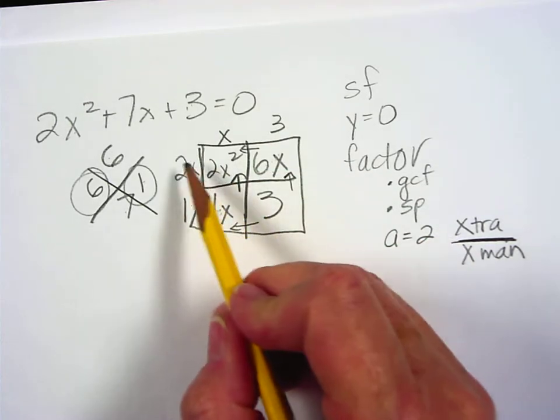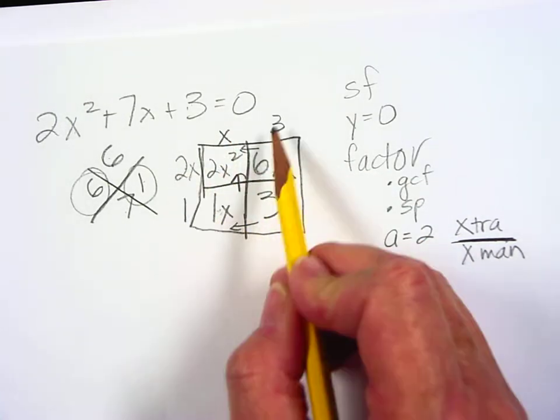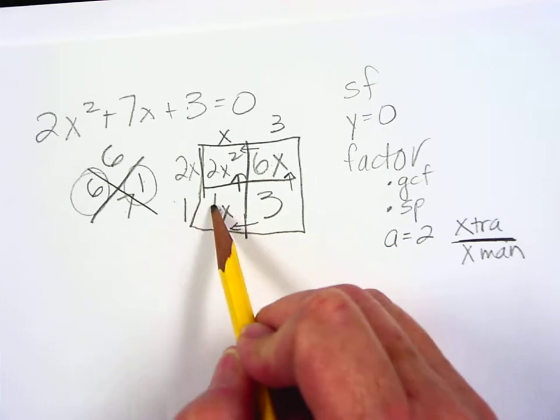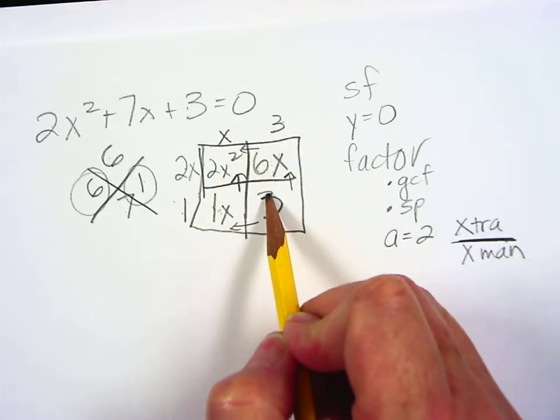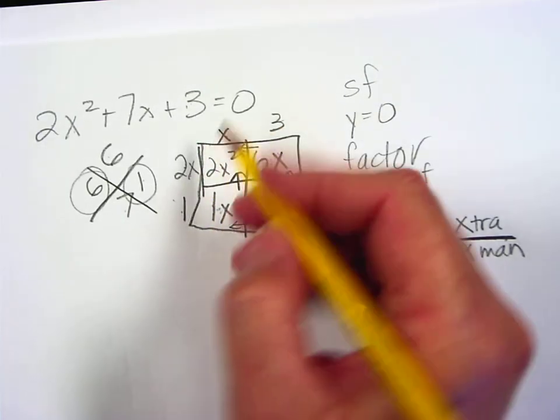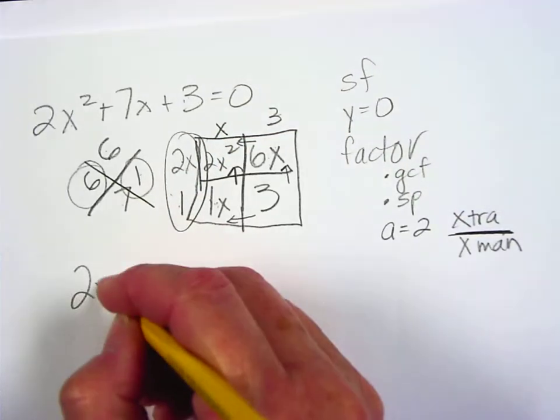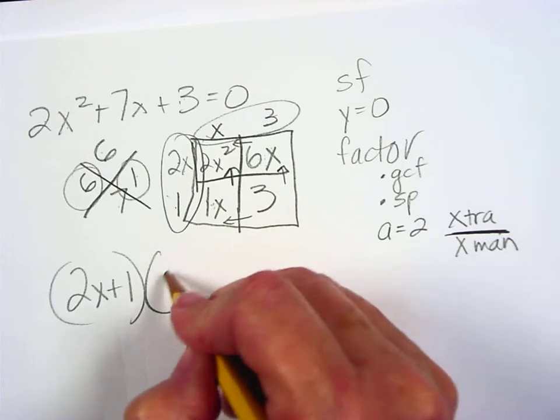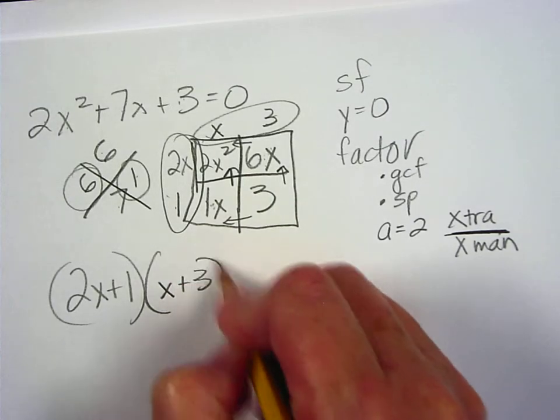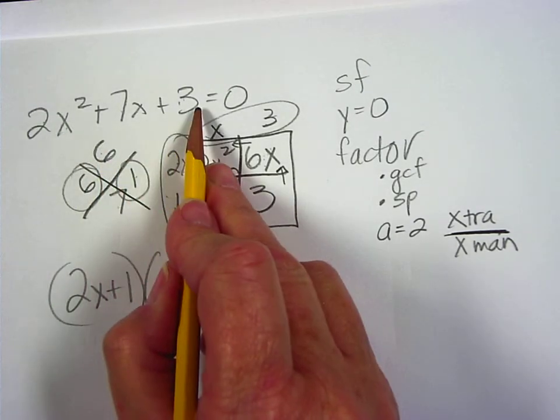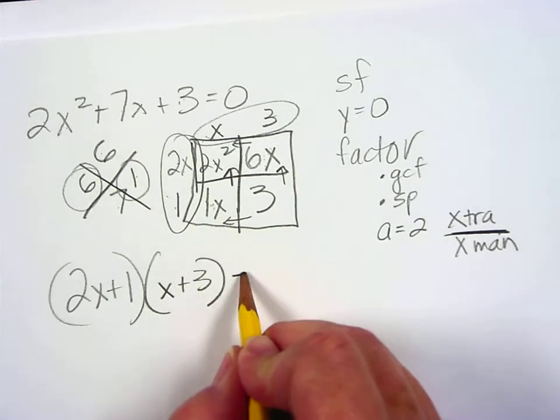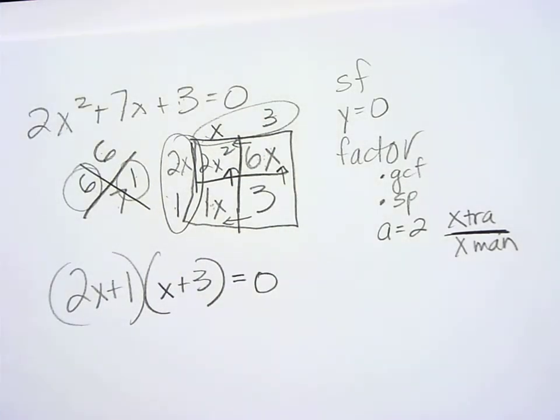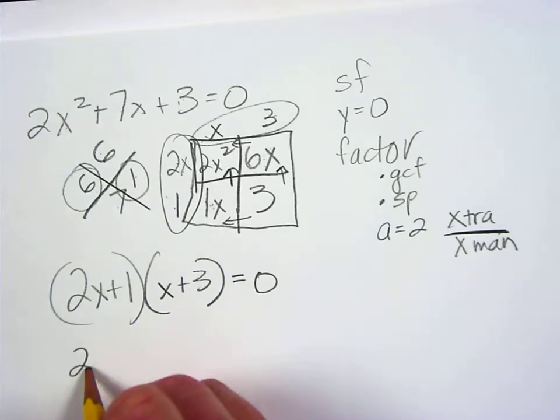Let's double check. This is 2x squared. This is 6x. This is 1x. And this is 3. Worked. What are my two binomial factors? Here's one. 2x plus 1, and the other one is x plus 3. And even though we factored this equation right here, it's still going to equal 0. This is factored. Yay! The next step says take each factor containing a variable and set it equal to 0.